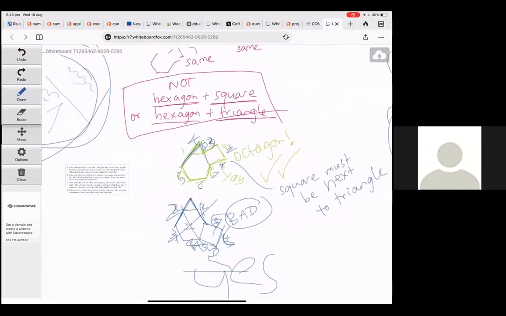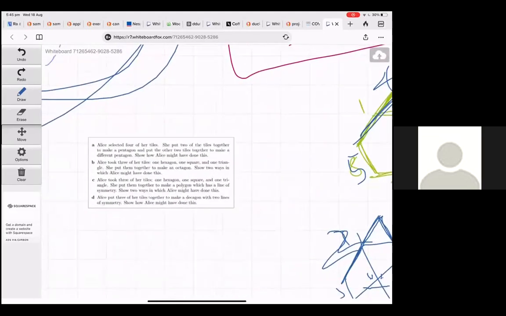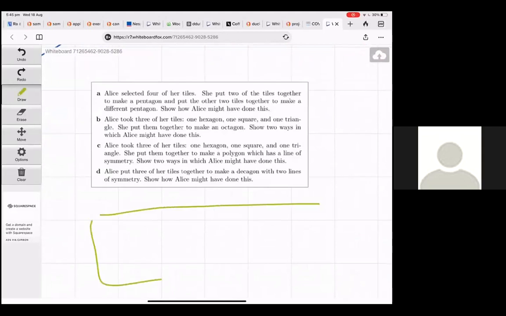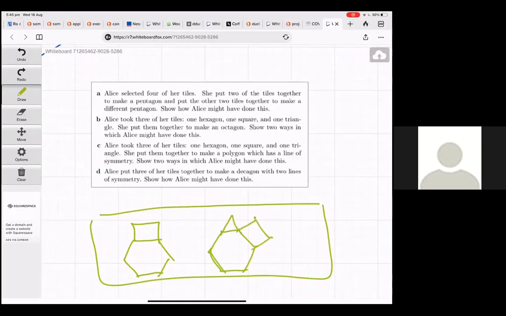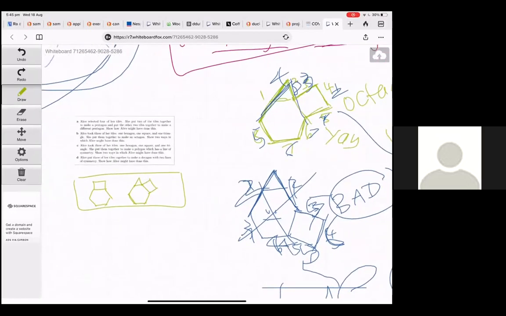So can people see that actually we've answered the question? Because we found two different ways. So the answer for B in the end was this. There is the hexagon. Oh, wait, square. And then I just said any way is possible, but I think that one of them is bad.